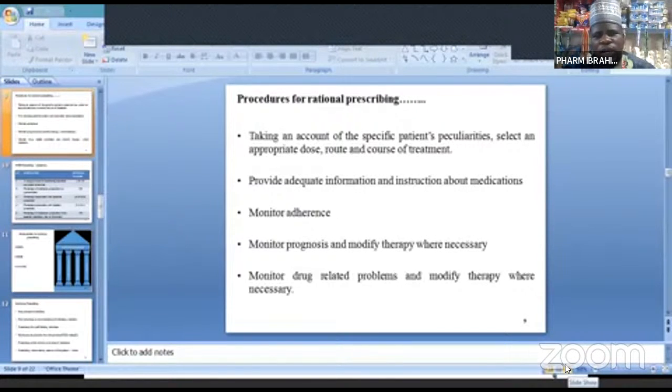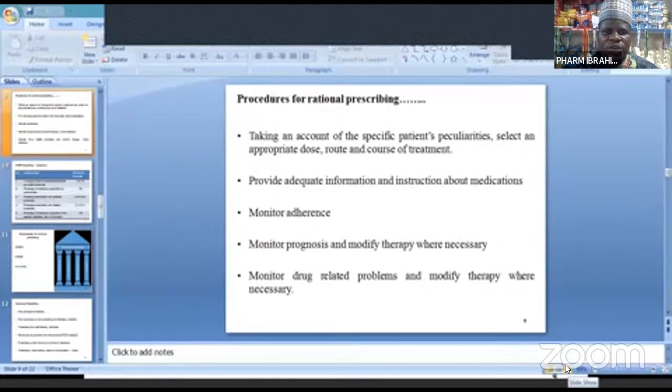So for you to ensure rationality in medicine use, you need to know some irrationalities. Some irrationalities in prescribing include poor choice of medicine, that is choosing a medicine that cannot address the defined therapeutic goal. Polypharmacy, we know that polypharmacy is always discouraged, or co-prescribing of interacting medicines, prescribing two medicines that interact.